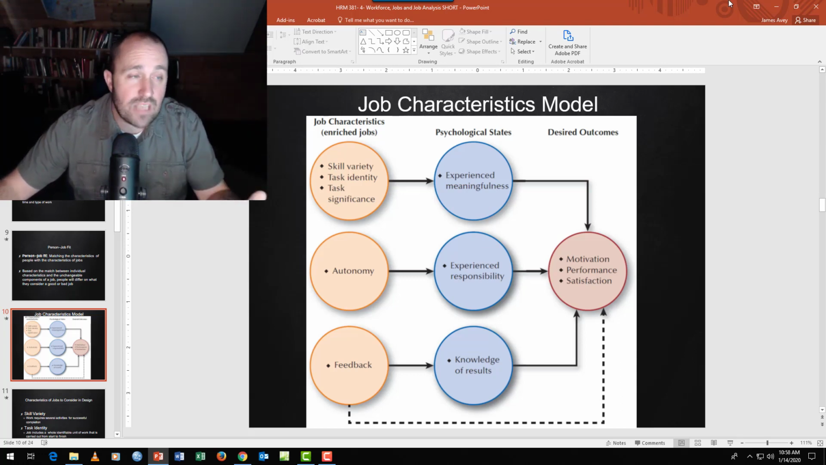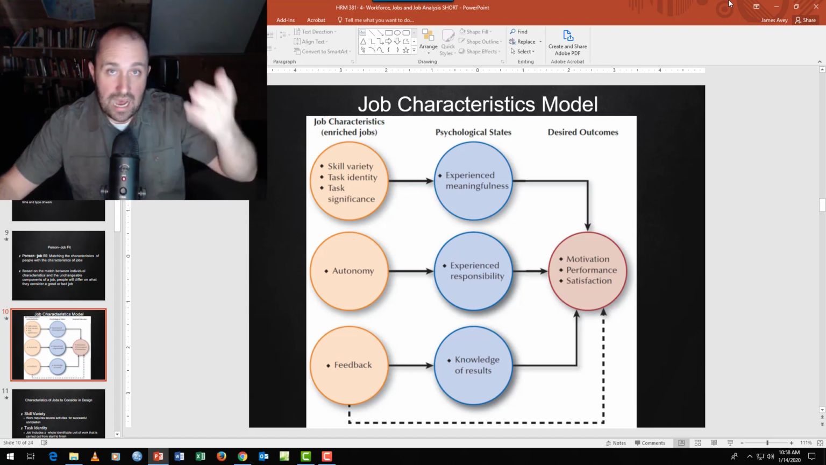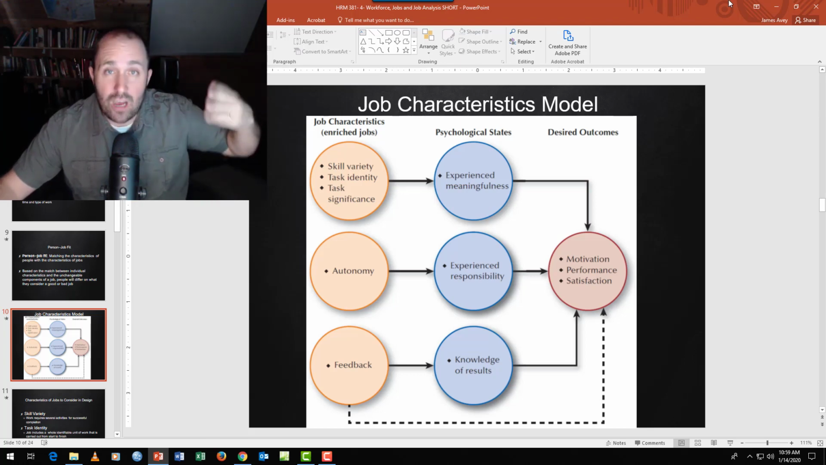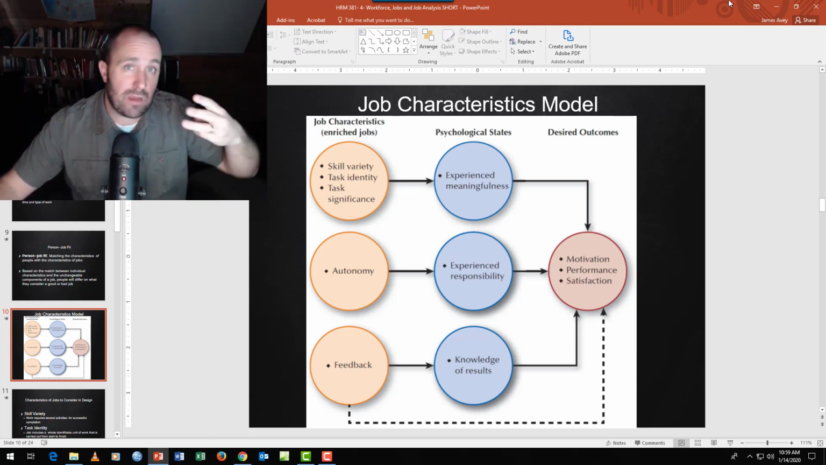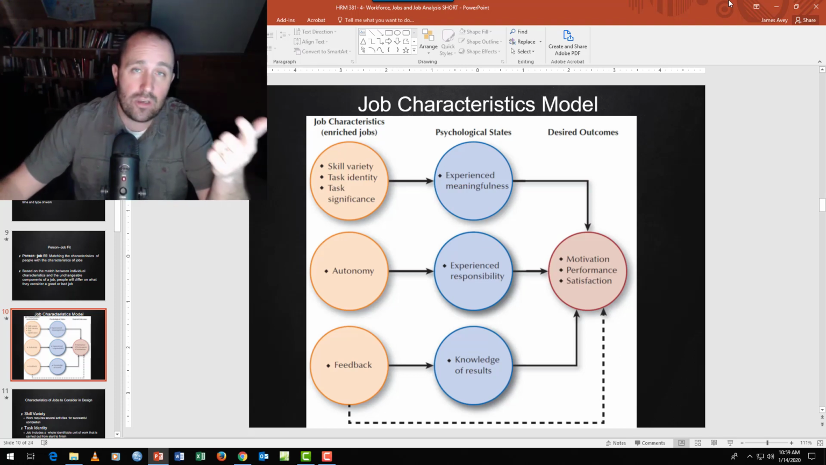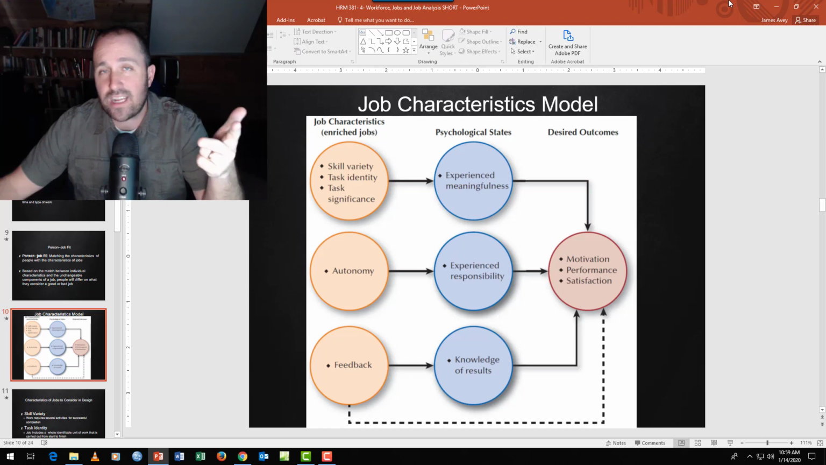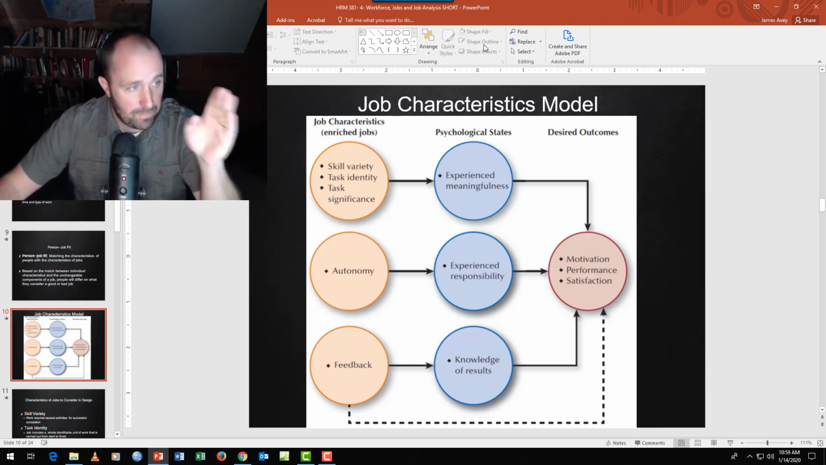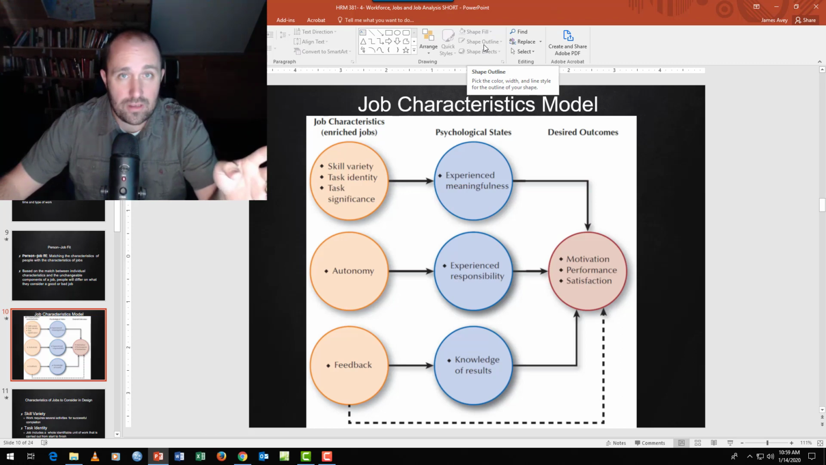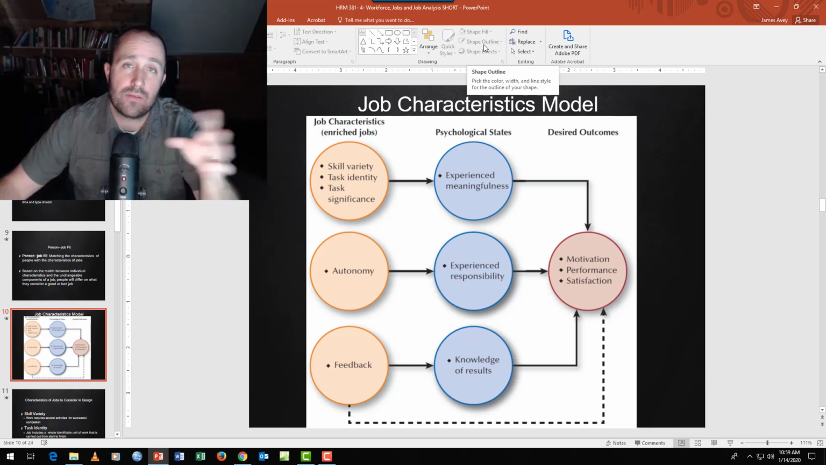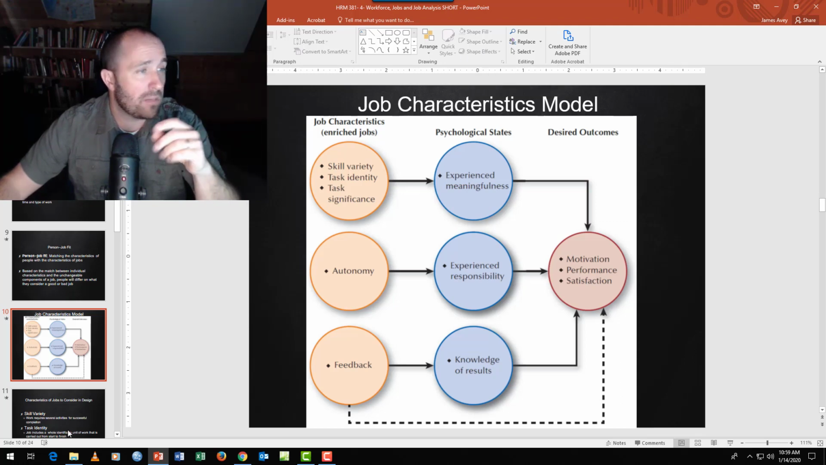Now, if those psychological states are high, meaning my job is meaningful, I feel responsible for my job, and I have feedback on my job, so a knowledge of results so I can change my performance, then a few things are going to happen. Number 1, I'll be more motivated. Number 2, I'll be more satisfied. Number 3, I'll actually be better at my job. So, big picture, those things on the left affect those things in the middle, which affect the ultimate outcomes of satisfaction and performance. So let's unpack them.